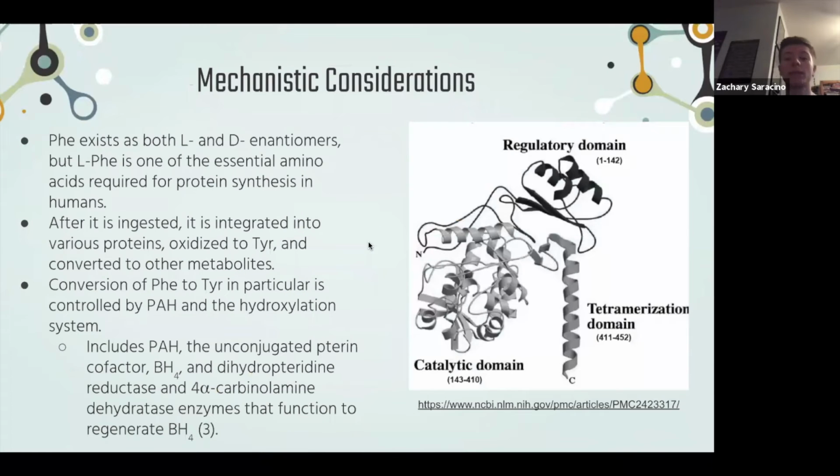For mechanistic considerations, which is really important, phenylalanine, L-phenylalanine, is an essential amino acid. After it's ingested, it's integrated into various proteins, oxidized to tyrosine, and then converted to other metabolites. That occurs through the hydroxylation system and the enzyme PAH. And you can see here the 3 domains, with the catalytic domain being the heart of where all the action takes place.